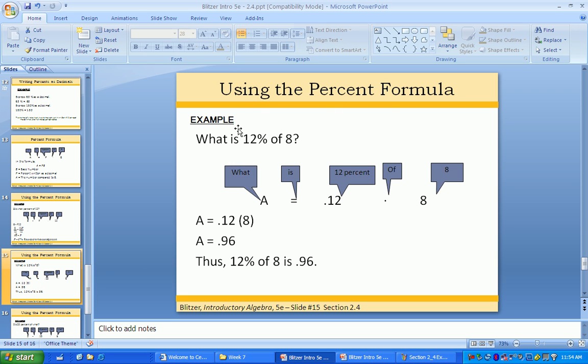Another example, what is 12% of 8? So here, 8 is our base. What is 12%? So they give us our percent. Remember, we have to convert it to a decimal. The way we convert a percent to a decimal is we move our decimal 2 places to the left. 1, 2. So it's 0.12. That's what we see right here, 0.12. And they're asking us to find the part, and that's going to be A. So we just solve for A. 0.12 times 8 is equal to 0.96. Therefore, A is equal to 0.96.